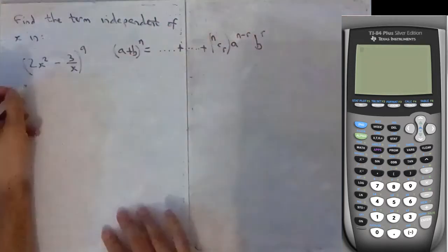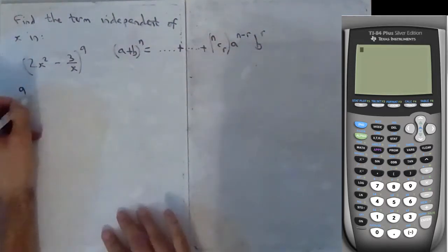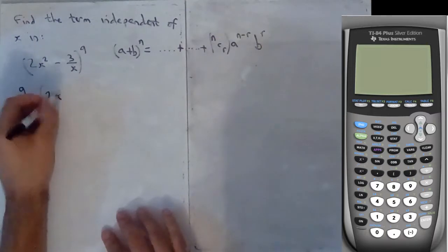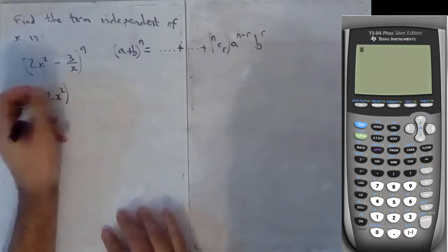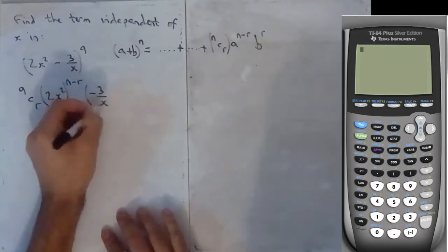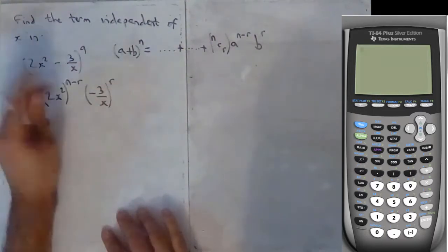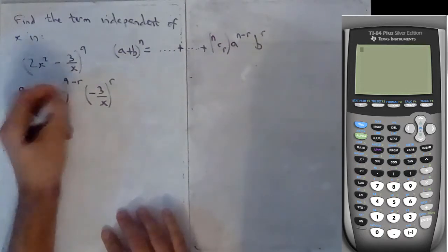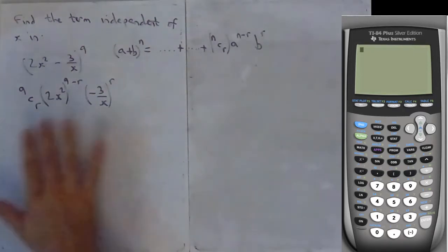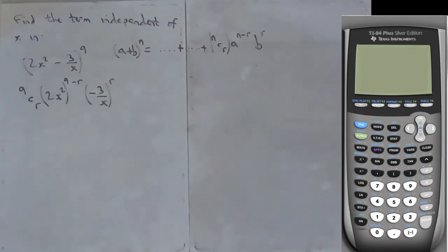So remember, each term is made up of these three things. It's our nCr, in this case 9Cr, and then we've got 2x squared to some power n minus r, and then you've got your minus 3 over x to some power r. In fact, that n can be a 9 as well. So each term of this expansion, which would have 10 terms in it, would be of this form.